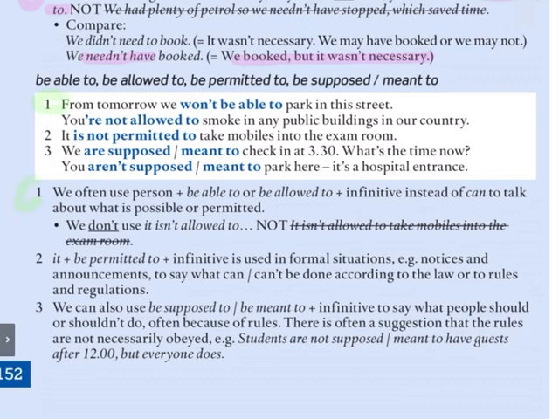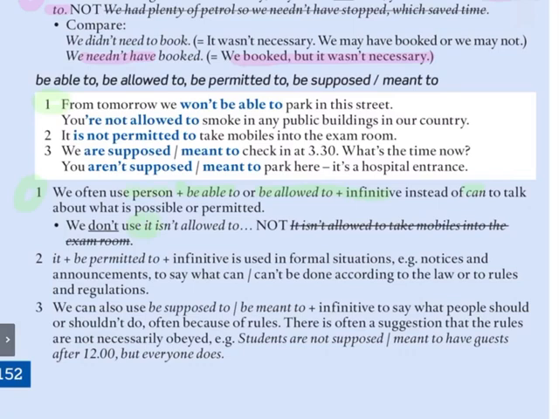Let's have a look at number 1. We often use person plus be able to or be allowed to plus infinitive instead of can, to talk about what is possible or permitted. We don't use it isn't allowed to. Can you see? We don't use it. It must be a person.